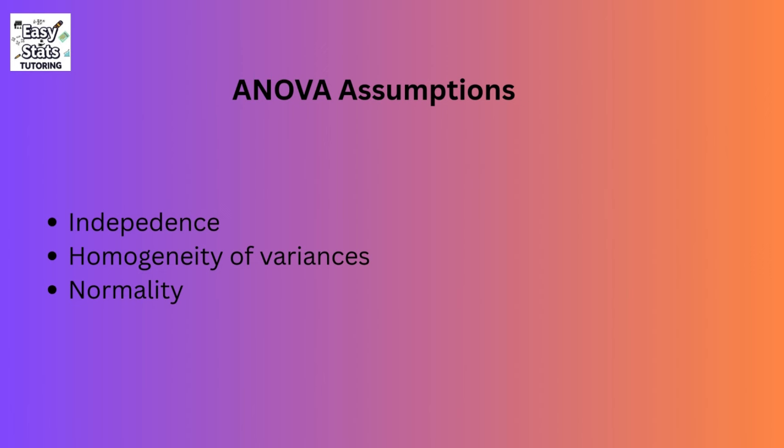It has three assumptions, which is independence. We are assuming that the groups are independent. And then we also assume that there is homogeneity of variances, like the spread of the data within each group is the same as the data in the other group. And then there's also normality, like we assume that there's a normal distribution of the data set. So now we're going to do some practical examples.